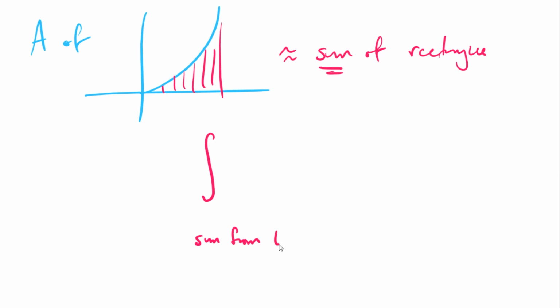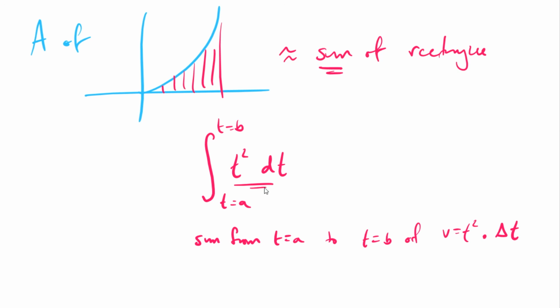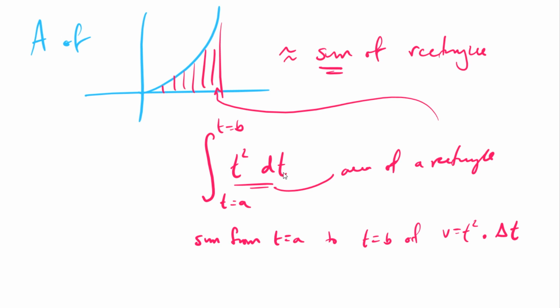from t is equal to a to t is equal to b of v is equal to t squared. That was the height, right? Times delta t. So these things are just the areas. This is the area of a rectangle. So this thing right here just represents dt, things we're thinking of as infinitesimally small instead of 1/n small.